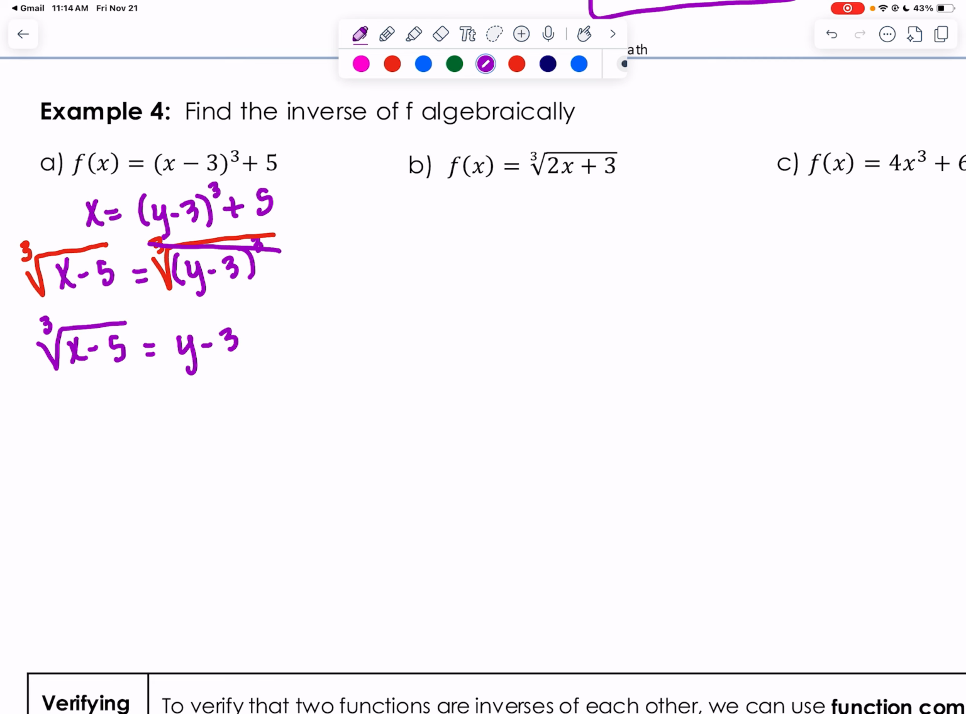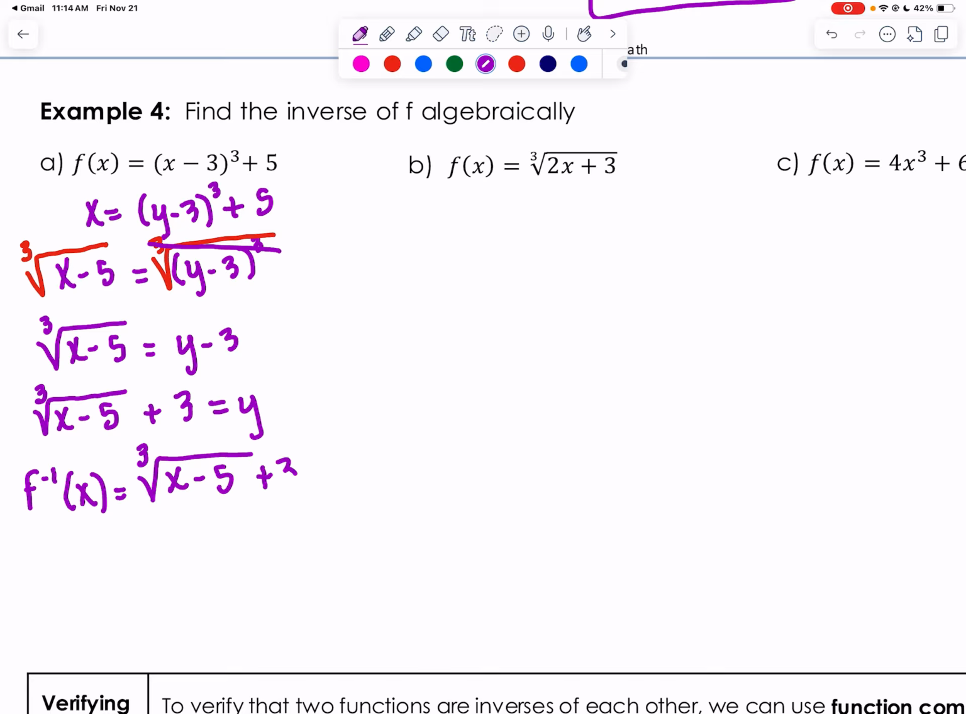Now to get the y by itself, all I have to do is add 3 to both sides. So this will be cube root of x minus 5 plus 3. Make sure that plus 3 is not under the cube root though, equals y. And then our last step, rewrite in inverse notation. So f inverse of x is equal to cube root x minus 5 plus 3.